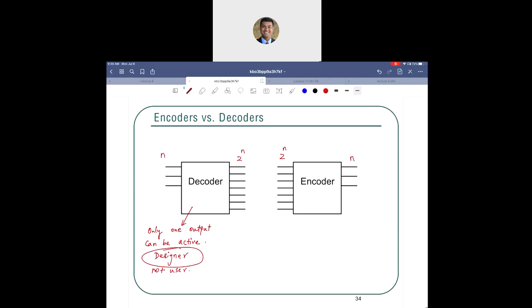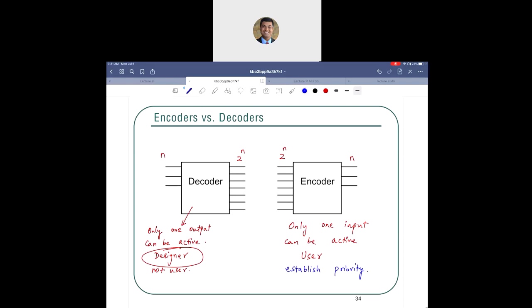Now let's come to the encoder side of things. For the encoder, only one input can be active. Whose responsibility is it going to be? User, absolutely. So it's the user's headache to make sure that only one input to the encoder is active. What if we go wrong? The users can obviously make mistakes and accidentally give more than one of the inputs active. What do we do then? Well, we need to establish priority. So if we go wrong, then we are going to prioritize one input over the other active input.